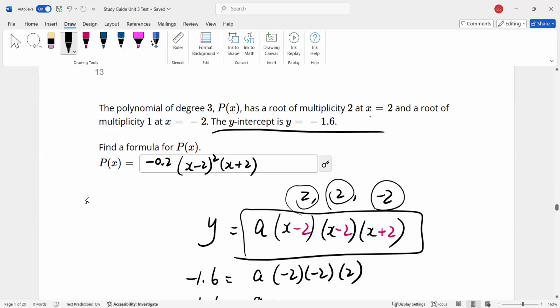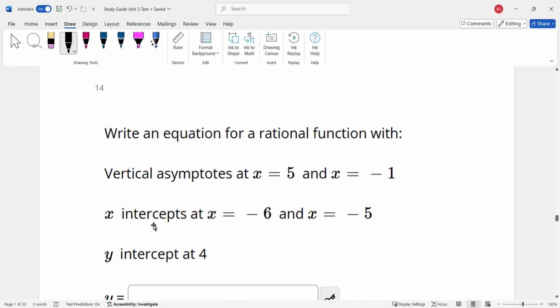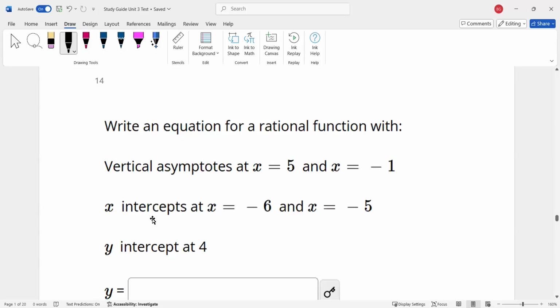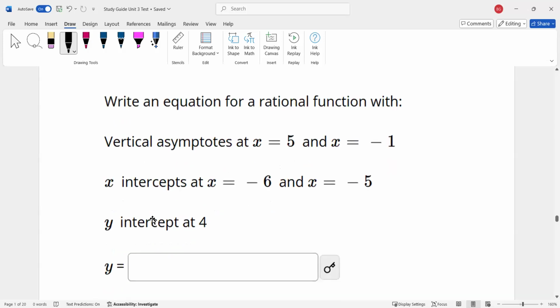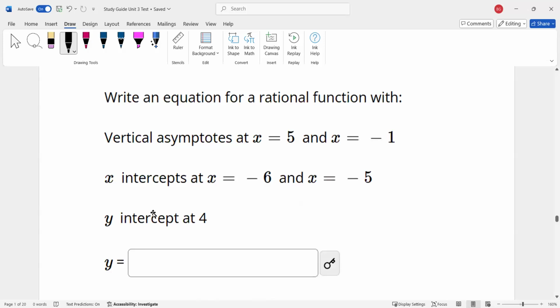Okay, so that's it. This one is not very challenging. It is a good problem, but not very challenging. That's number 13. Let's move on. Number 14. Write an equation for a rational function with vertical asymptotes at those 2 points, x-intercepts at those, and y-intercept at 4.